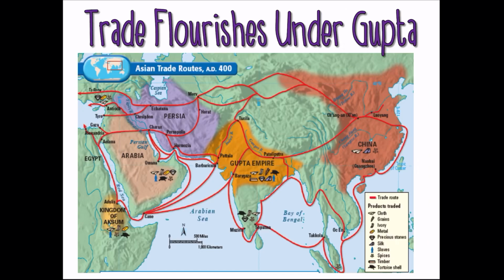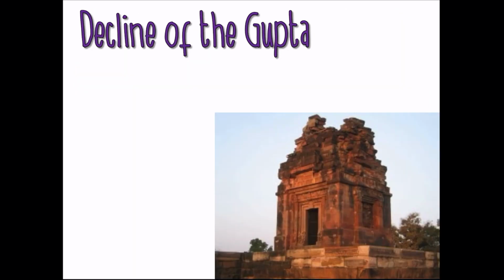You can see the Gupta Empire there is in orange, so you can see the area that they covered. And then you can use the map key there to identify some trade goods like cloth, some grains, timber, and so on.